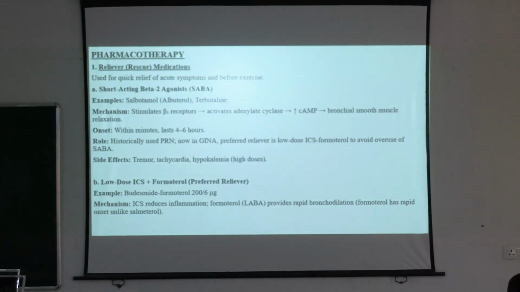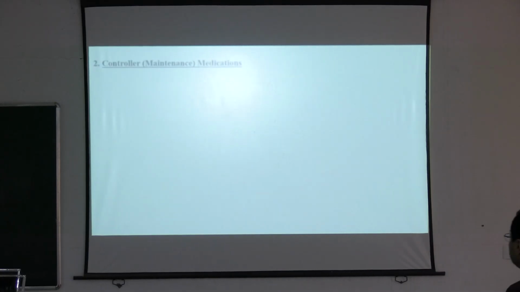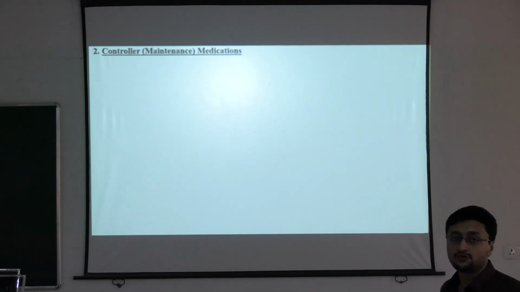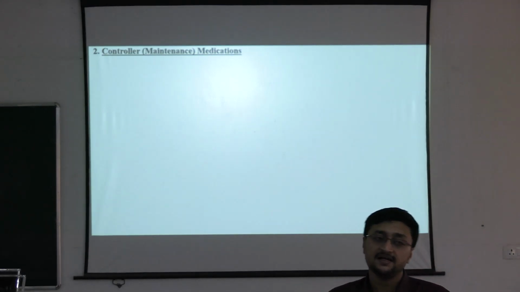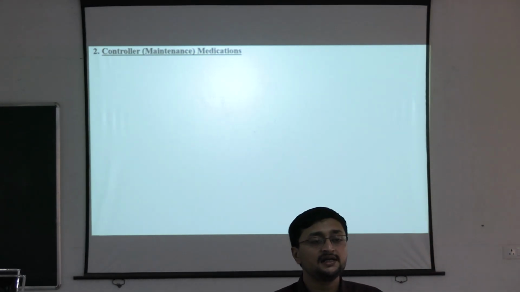Low dose ICS and formoterol, budesonide formoterol 200/6 microgram, is mentioned in the GINA guideline. This is the reliever of choice according to the recent guideline. So what are the controller medications? First line is ICS. So what are the inhaled corticosteroids?